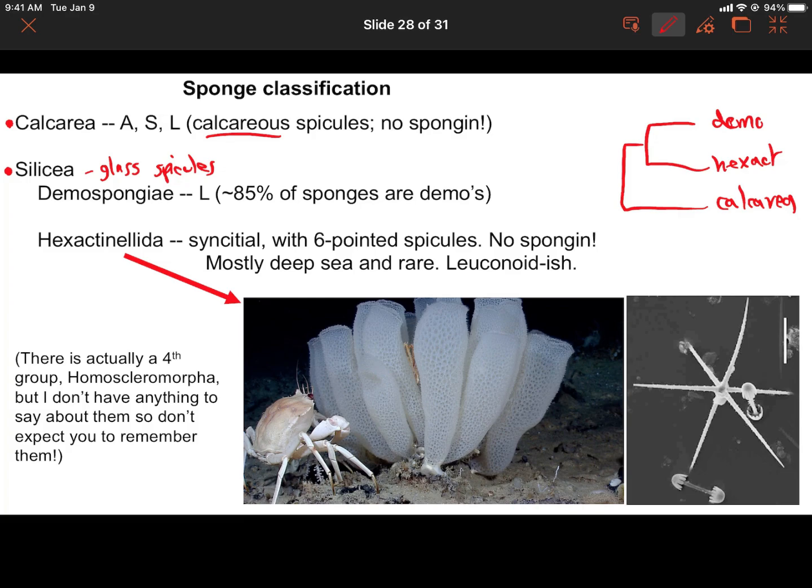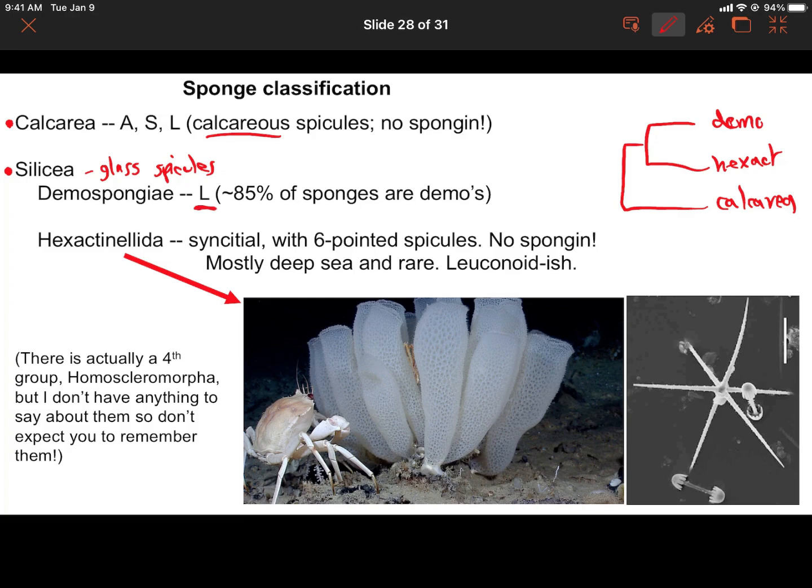Calcareous sponges can be asconoid or syconoid or leuconoid depending on the species. They always have calcareous spicules. They don't have any spongin. Siliceous sponges within the demosponges, almost all sponges are demosponges, close to 90% of them, and they're all leuconoid.